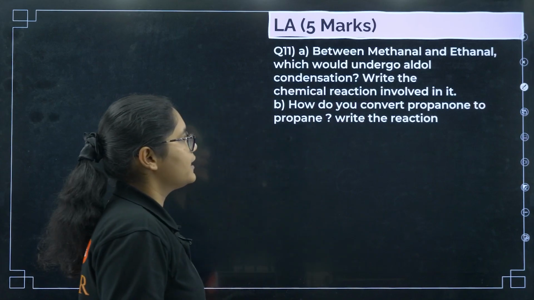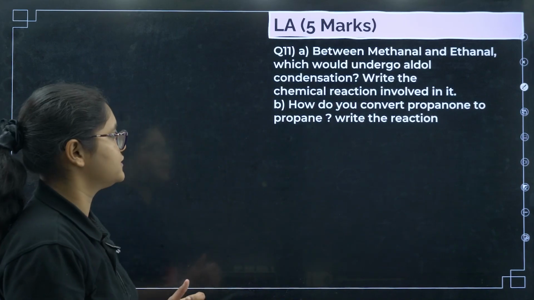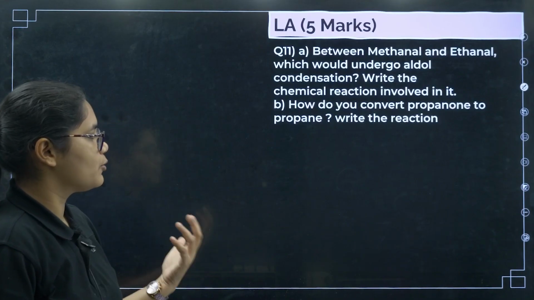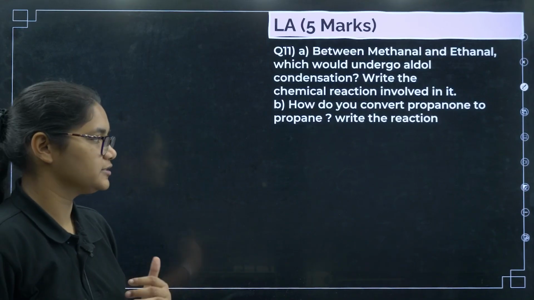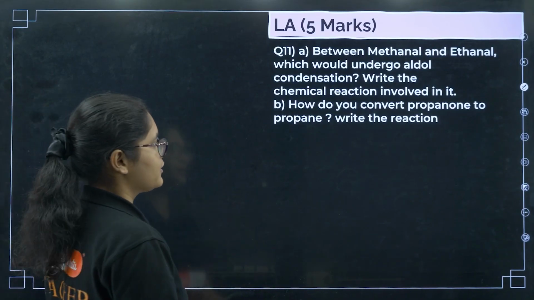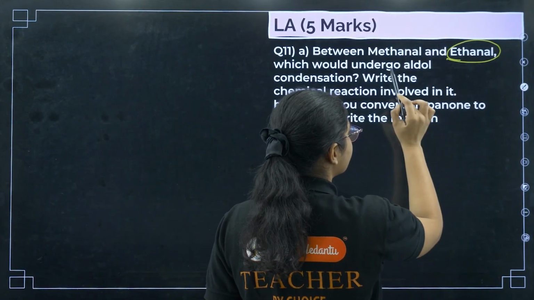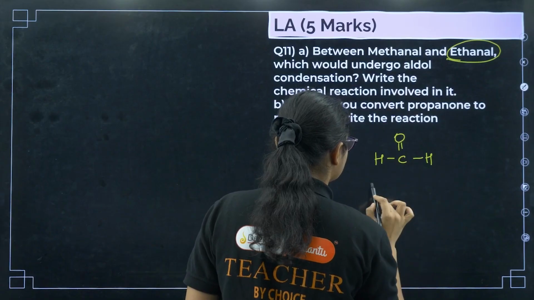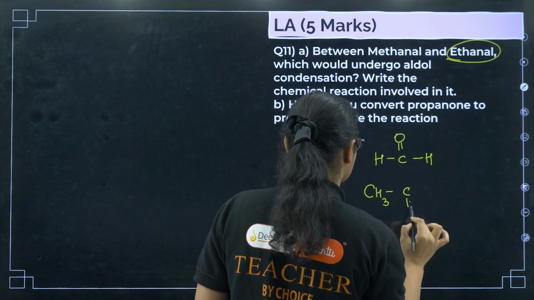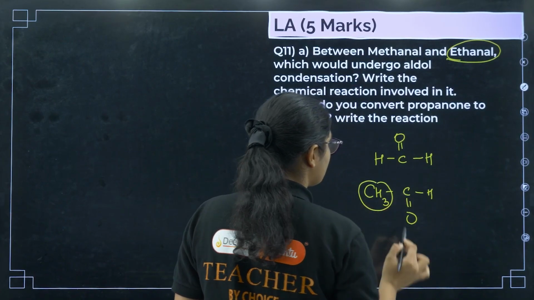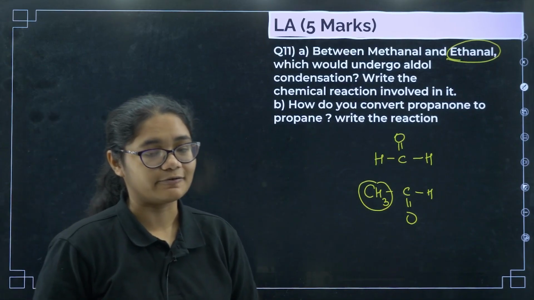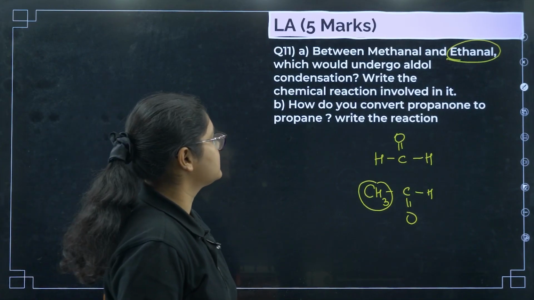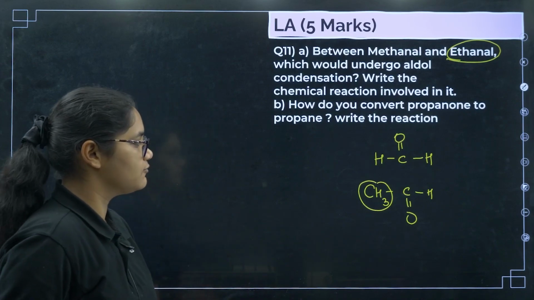Next, between methanol and ethanol, which will undergo aldol condensation? Write the chemical reaction involved in it. Then how do you convert propanone to propane? Write the reactions. So this is very simple. Here you can see ethanol has alpha hydrogen, because the structure of methanol is like this and the structure of ethanol is like this. Ethanol has an alpha carbon, so it has alpha hydrogen, which means it will undergo aldol condensation.